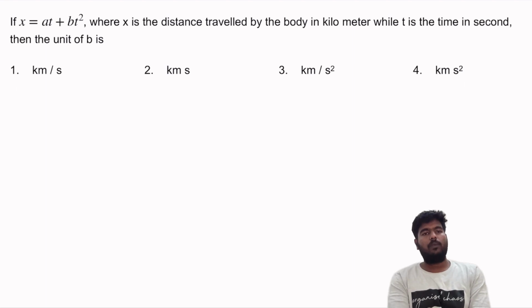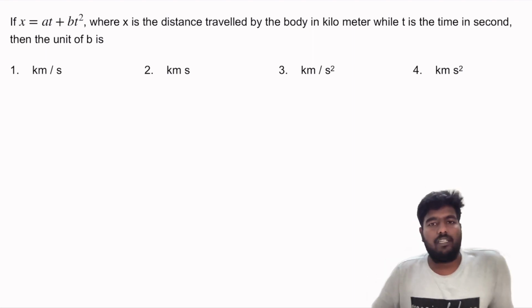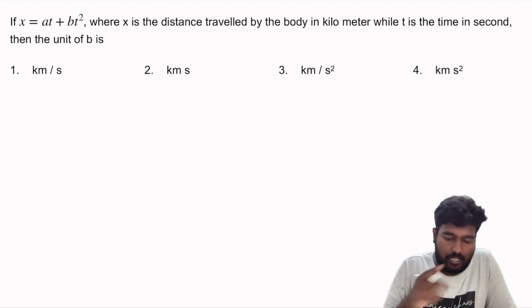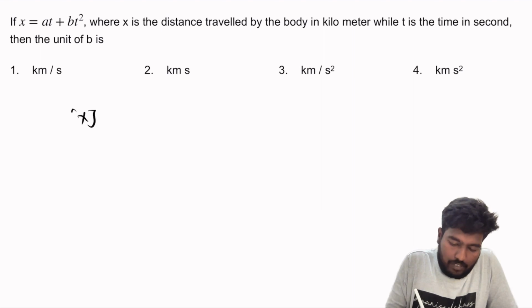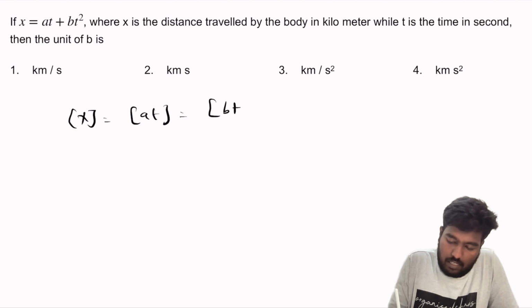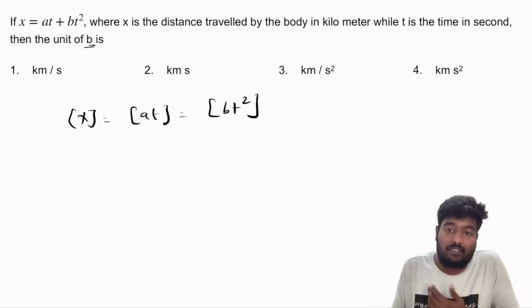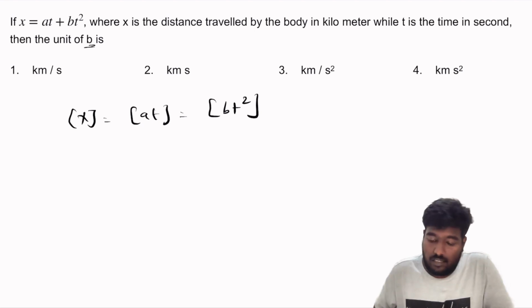If x equals at plus bt square, where x is the distance traveled by the body in kilometers and t is the time in seconds, then the unit of b is? Homogeneity: the dimension of x should equal the dimension of at, which should equal the dimension of bt square. They're asking for the unit of b, so we have to find the dimension of b.